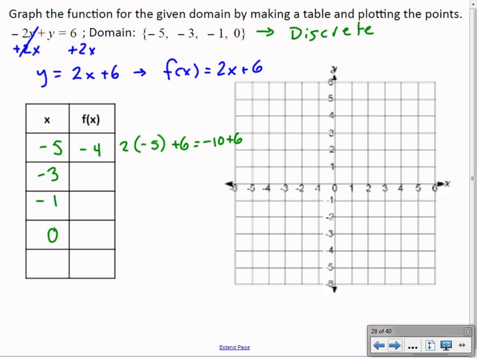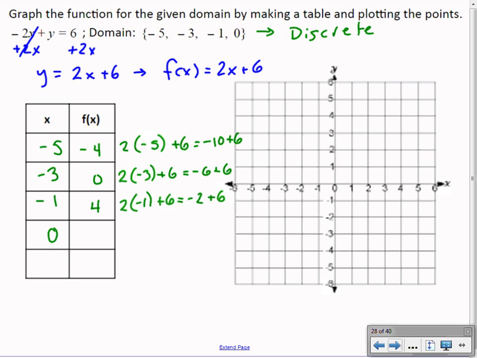Okay, then we can plug in -3. 2 times -3 plus 6. Well, 2 times -3 is -6. And if I add 6 to that, that gives me 0. Let's plug in -1. So 2 times -1 plus 6. 2 times -1 is -2. If I add 6 to that, I get +4.